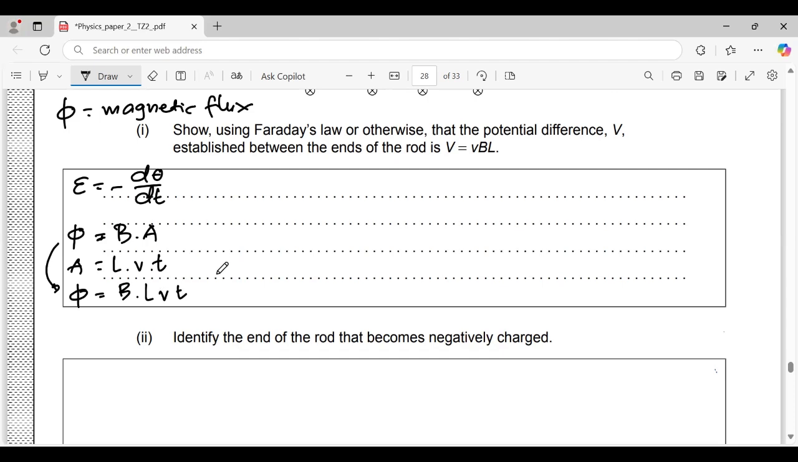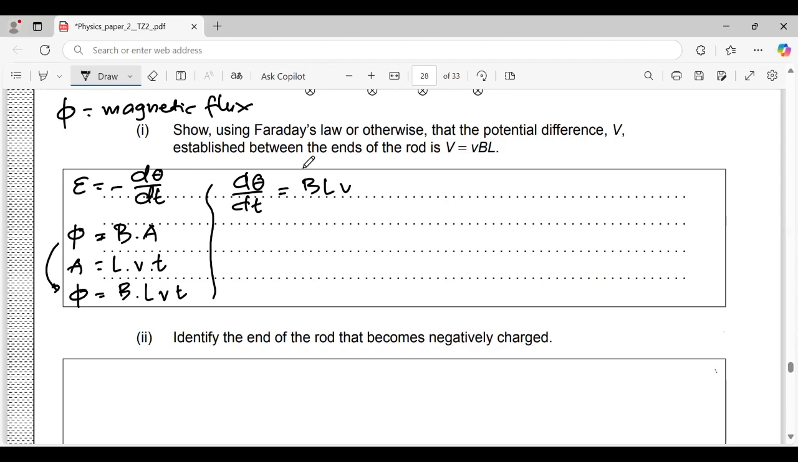To find the EMF, or electromotive force, we need the rate of change of magnetic flux. So d phi over dt is equal to B times L times V, if we are going to find the electromotive force, according to Faraday's law.